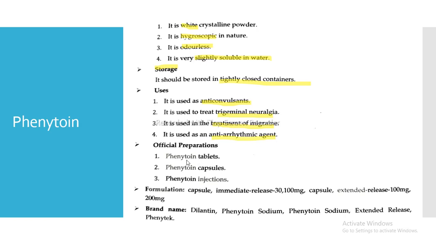Next we have the official preparations. So the official preparations are phenytoin tablet, phenytoin capsule and injection. Next is the formulation. Capsule जो immediate release, that is about 30 या फिर 100 mg. कैप्सूल एक्सटेंडेड रिलीज जो है 100 mg से लेके 200 mg तक है. नेक्स्ट वी हैव ब्रांड नेम इज डेलाटेन, phenytoin sodium extended release. So these are the brand names.